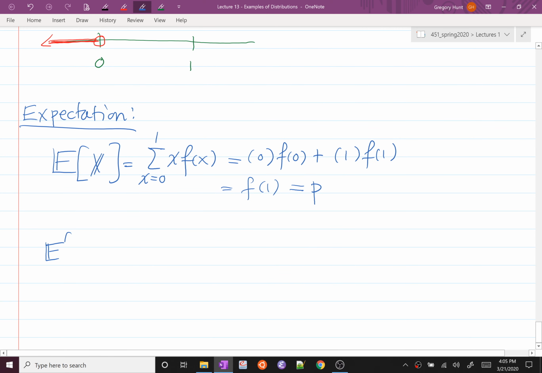And equally simple to get is the expected value of the square, right? I'm going to skip all the formalization here. It's now 0 squared times f of 0 plus 1 squared times f of 1.